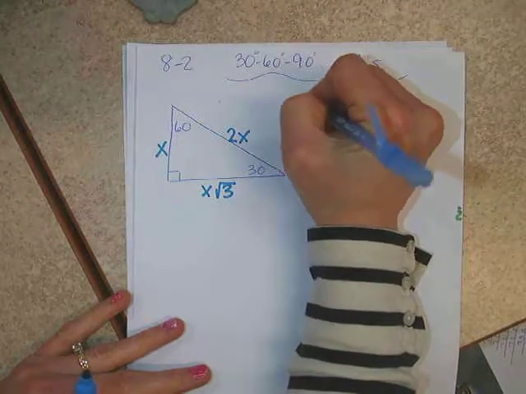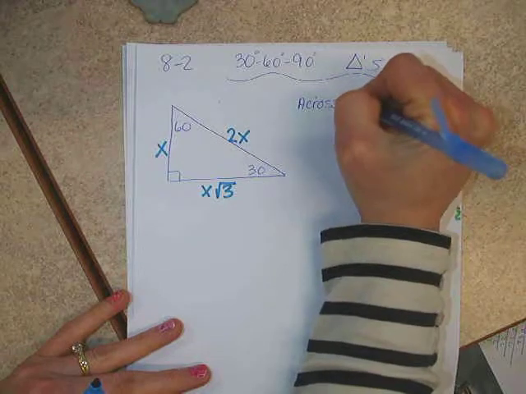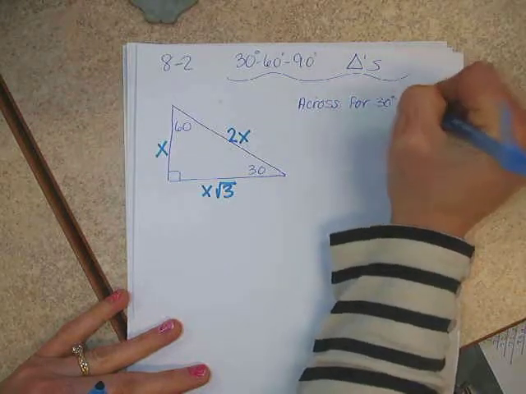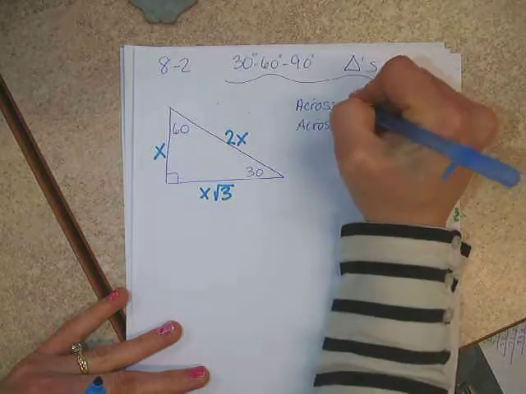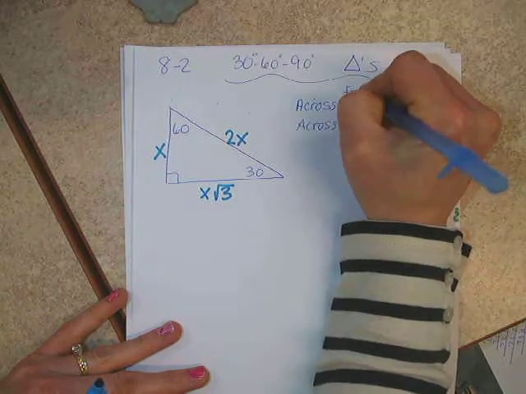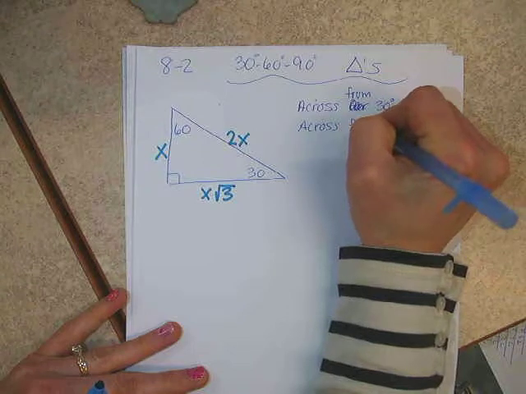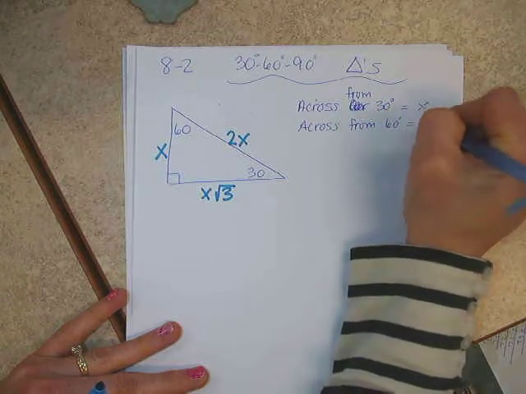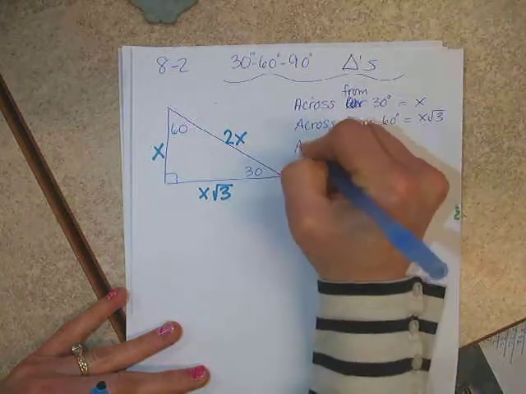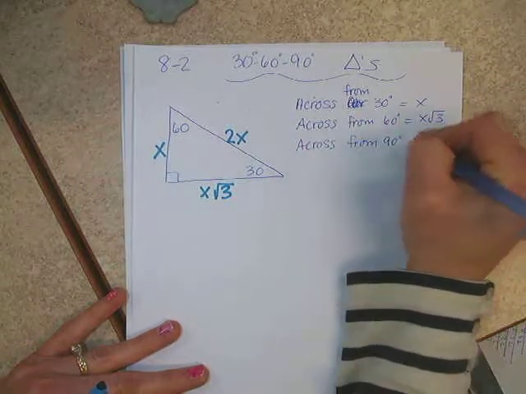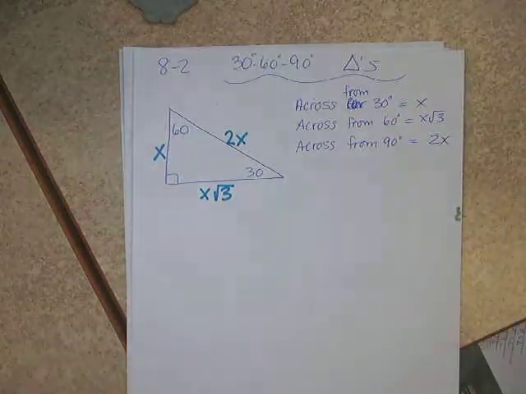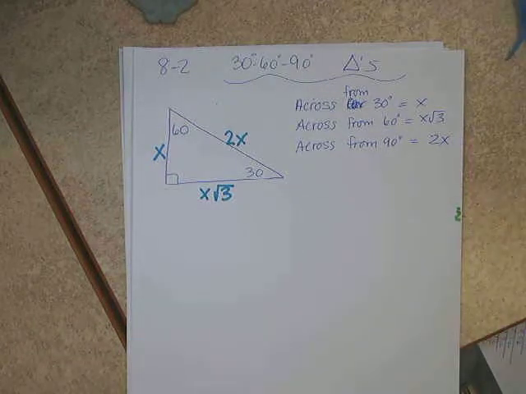If this helps for your notes, you might want to write down across from 30 degrees is x. Across from 60 degrees is x radical 3. Across from 90 is 2x.